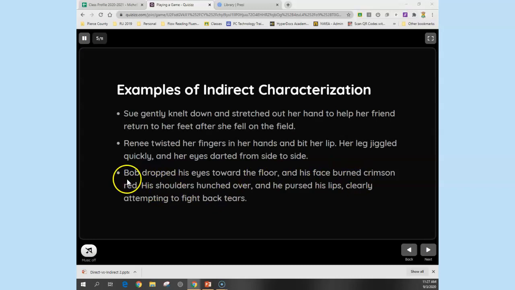It doesn't say Bob was embarrassed, Bob was scared, or Bob was shy. We have to infer those adjectives based on what the author has given us, his actions, what he's doing, how he's acting. That is indirect characterization, when you have to come up with the adjective all on your own.